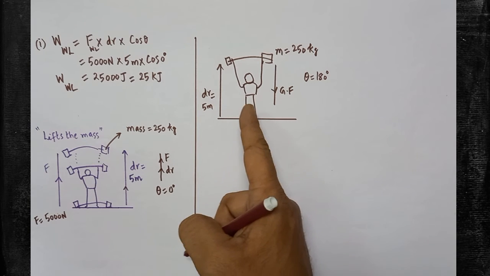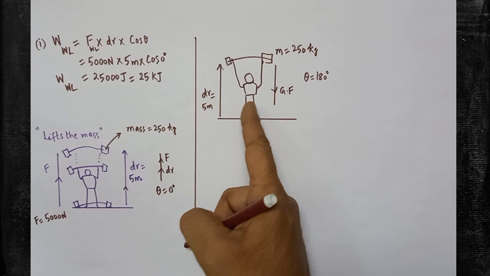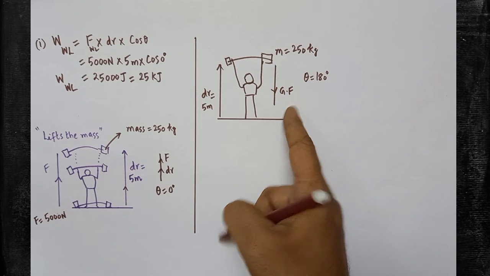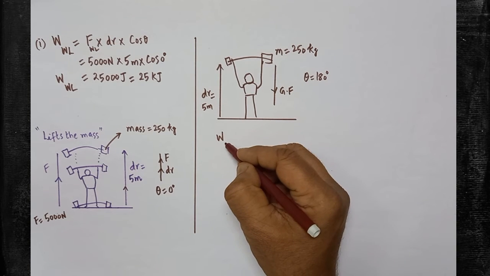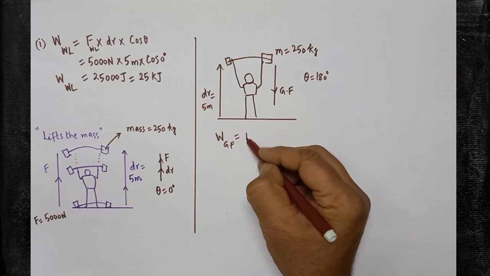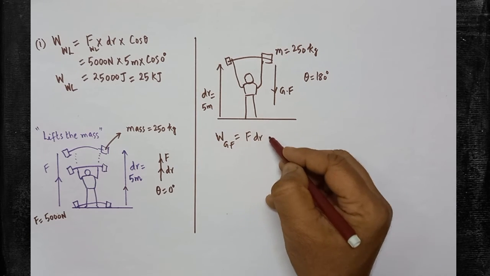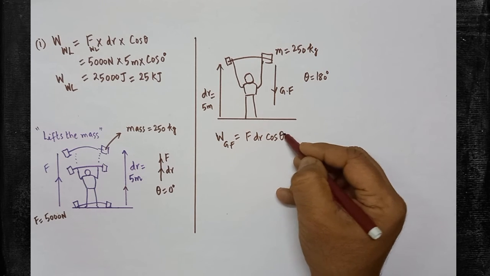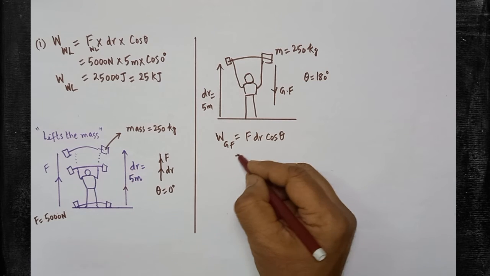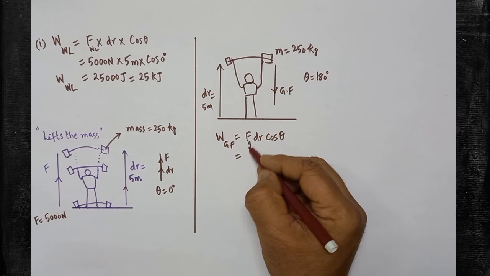Are you clear? So while calculating this problem, the force applied by the weight lifter should not be considered. The gravitational force acting on the mass is to be considered, because we are going to calculate the work done by the gravitational force. Are you clear? So what is the formula? F into dr cos theta is the formula. F into dr into cos theta is the formula. Substitute the gravitational force. Are you clear?